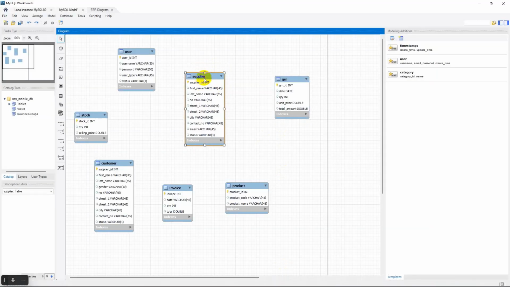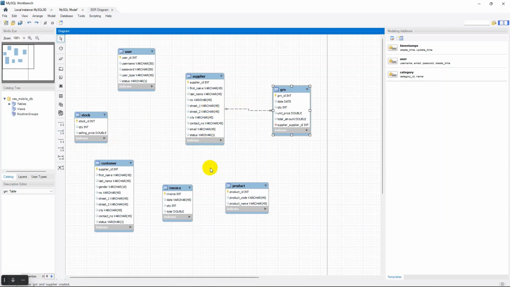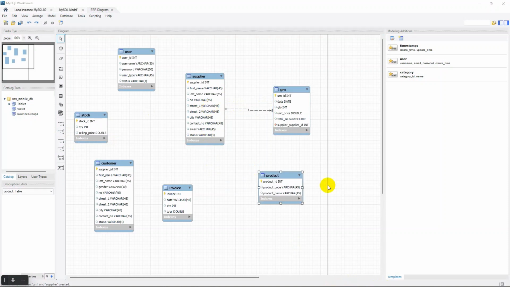Here is our supply table and the GRN table. You can understand one supplier usually supplies items several times, but one GRN belongs to only one time, so it's a one to many relationship. So I'm going to make it. Let's move to the second question.